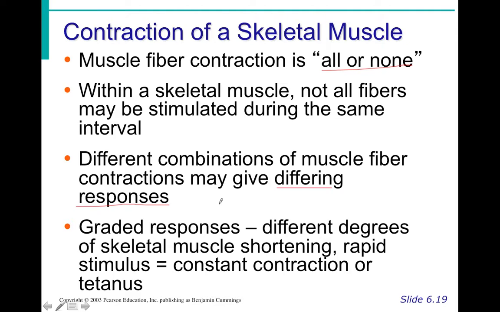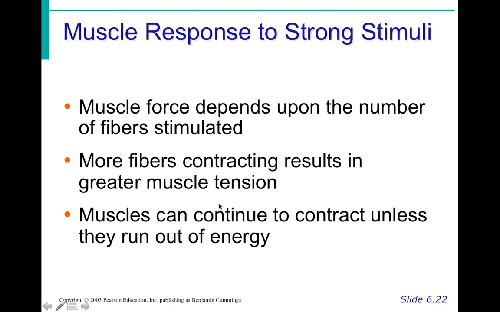If I gave you a 5-pound dumbbell and I was like, hey, curl this with your bicep, but stop halfway, you could do that. That's a graded response, okay? You don't have to take it all the way to your shoulder. You can stop halfway and hold it there. That's a graded response. Nothing too terribly tricky. All right, so muscle force, like I told you, depends on the number of fibers that are stimulated. More fibers stimulated, greater muscle tension. No duh, right? Muscles can continue to contract until they run out of energy. And that energy part is what we're going to talk about next time.